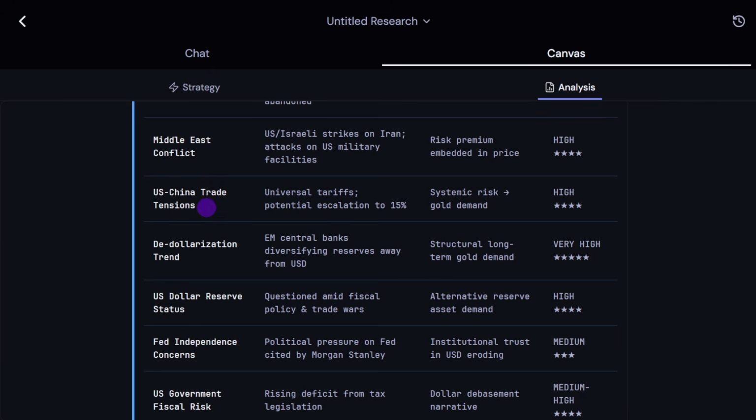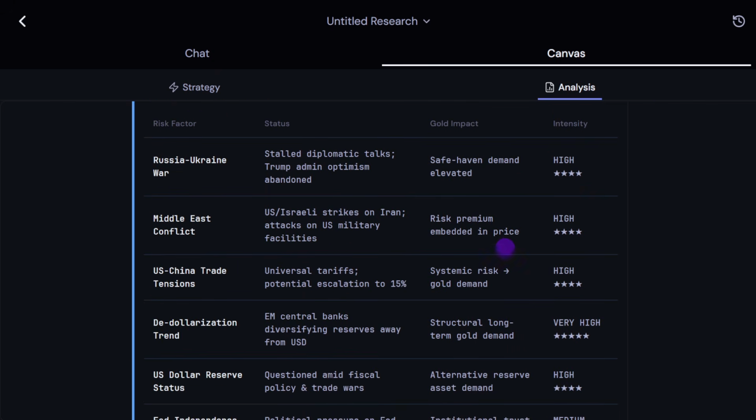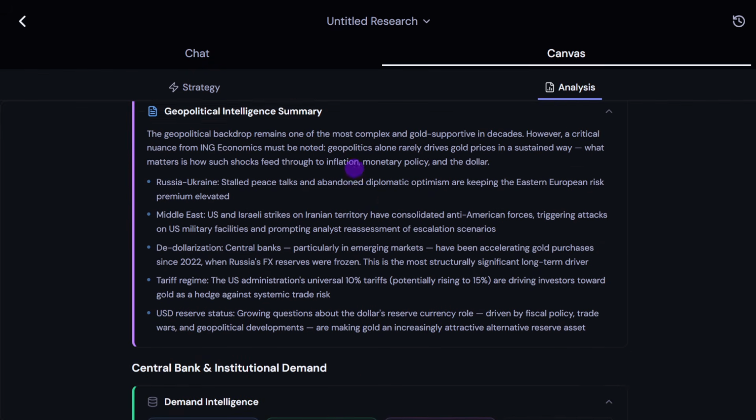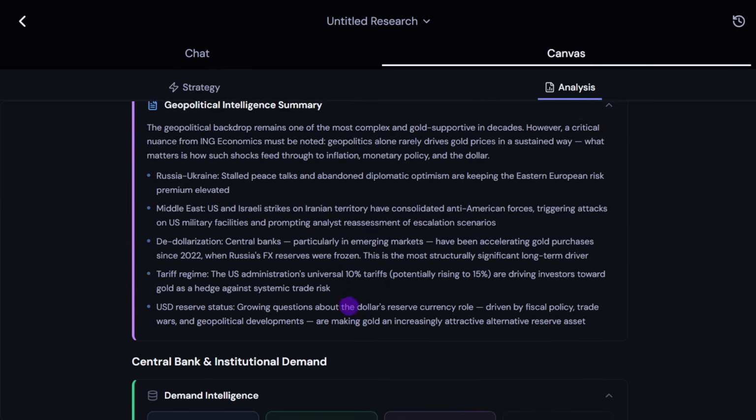We have the US-China trade tension as well, which is also a systemic risk for gold demand, and it's also high. We have a very high intensity parameter, which is the de-dollarization trend, as you can see. So we have all of these news items that can influence the gold price versus the US dollar. Remember that I mentioned in my prompt that my wallet is in US dollars, and this is why it's comparing anything that's related to gold and US dollar news. And then it gives us a small summary that we can read here. So if you don't like this table, you can also read the summary in text as well.